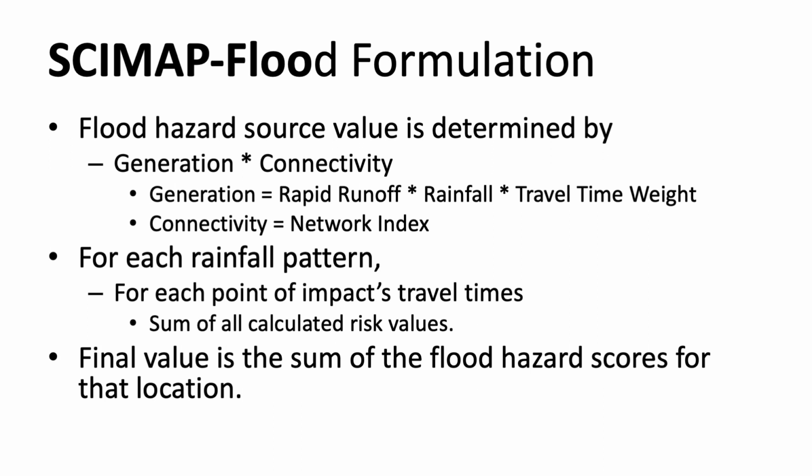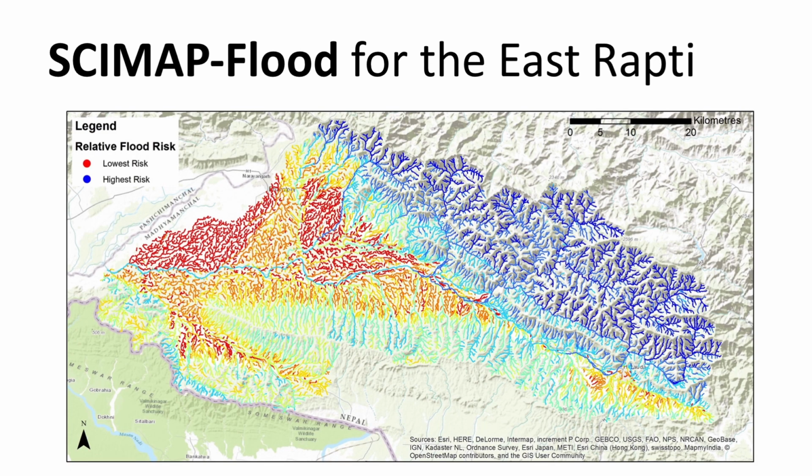So we integrate all this together, and we can start to put together maps that look like this. So this is the East Rapti catchment in Nepal, and for context, this is the Nepal-India border, this is Chitwan National Park, and about on the blinds there is Kathmandu.